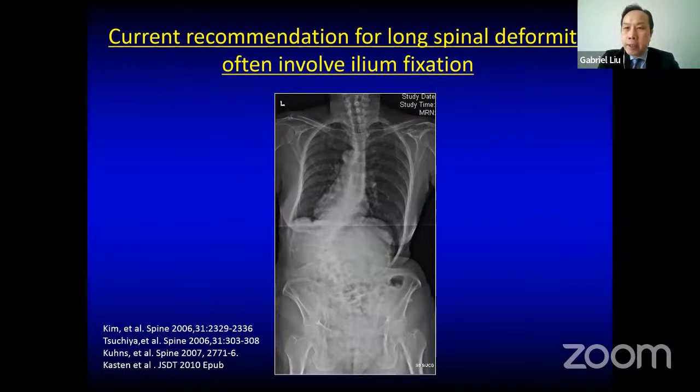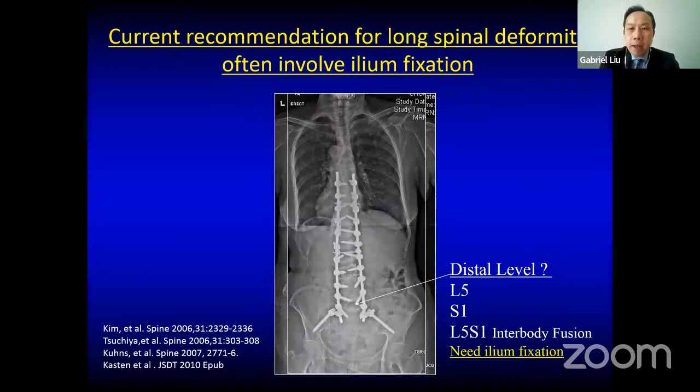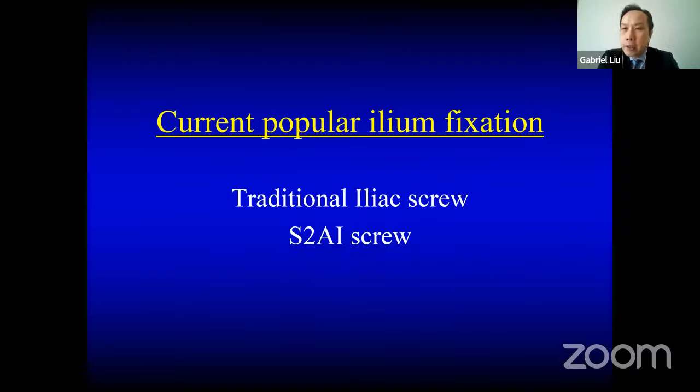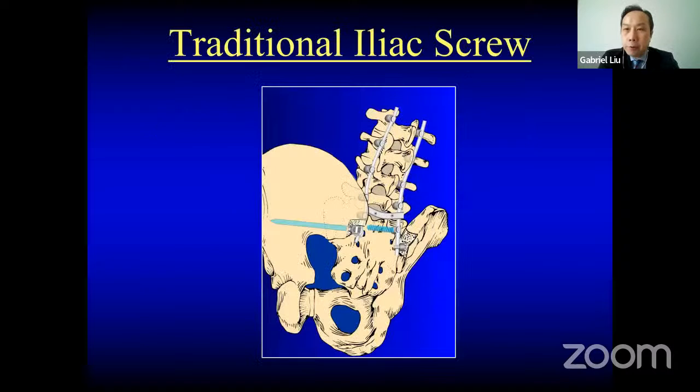As Professor Yamato was talking about, most of us nowadays, to do deformity, have to fix to the ilium. Most commonly, the fixation zone is zone 1, which is basically S1, zone 2, which is the ala, and S3. But the best fixation is really in the ilium. In the ilium, there is the traditional iliac screw, which Professor Yamato has already talked about, and of course there's also the S2 ALA iliac screw. When do we use what?